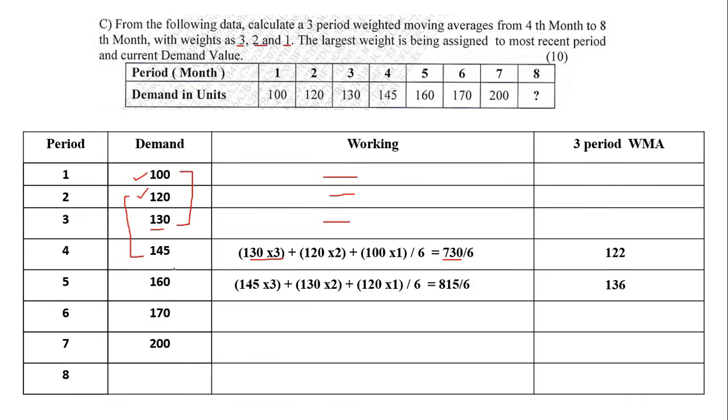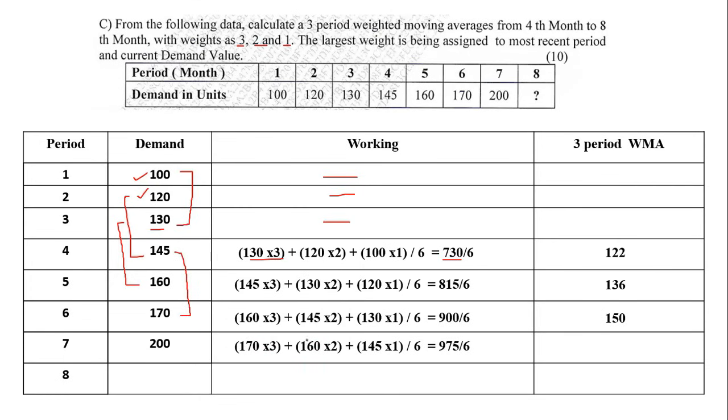Now when you come lower, the next will be from 130 to 160. So 160 into 3 plus 145 into 2 plus 130 into 1. You add up, it comes to 900. 900 divided by 6, we get the value as 150. Next, we'll have to take from 145 to 170. So 170 into 3 plus 160 into 2 plus 145 into 1 comes to 975, divided by 6. When you divide, you get the value as 163.